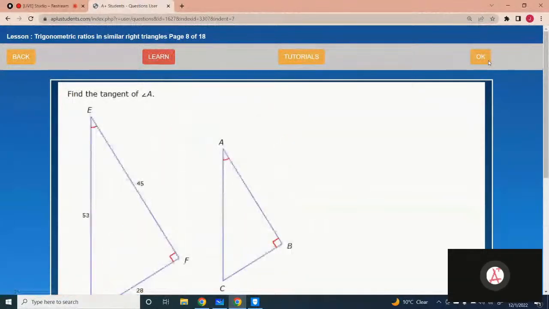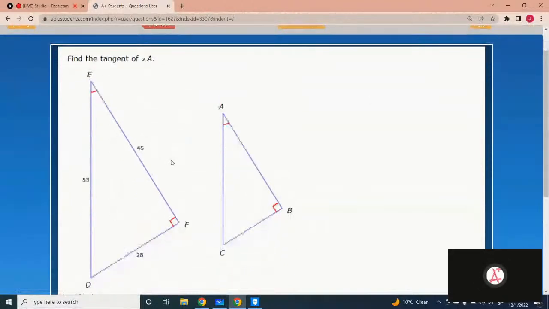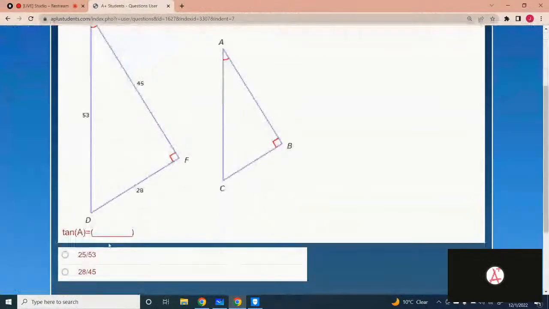Okay, the next one is you have to find the tangent of angle A. So the tangent of angle A is opposite divided by the adjacent. So according to angle A, opposite is 28 and adjacent is 35. So it would be 28 over 35. Hmm? 28 over 45. Here it is 45. So it would be 28 over 45.